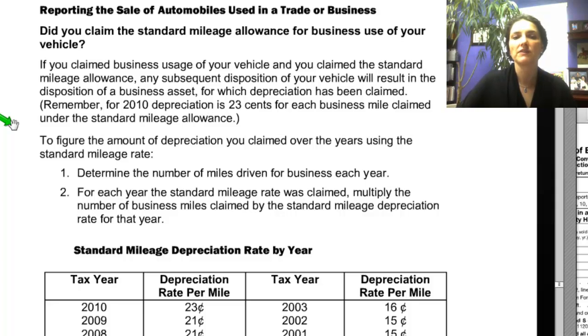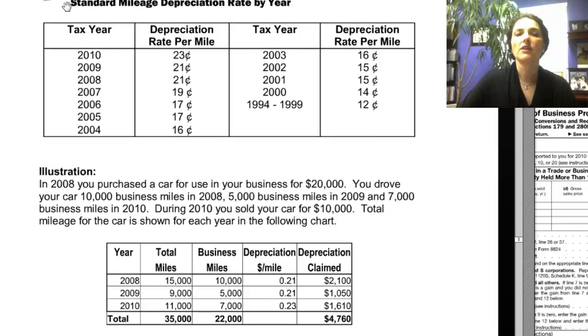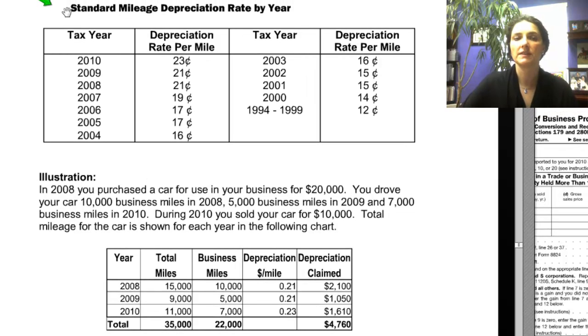To figure the amount of depreciation you claimed over the years using the standard mileage rate, you must determine the number of miles driven for each year, and then for each year the standard mileage rate was claimed, multiply the number of business miles claimed by the standard mileage depreciation rate for that year. And here are the standard mileage depreciation rates by year.